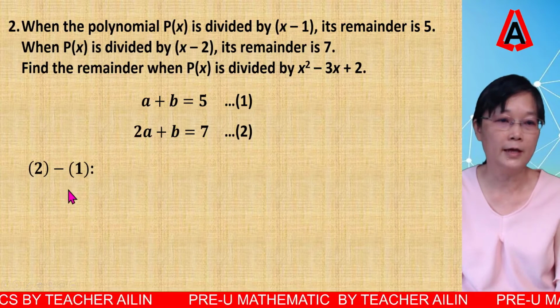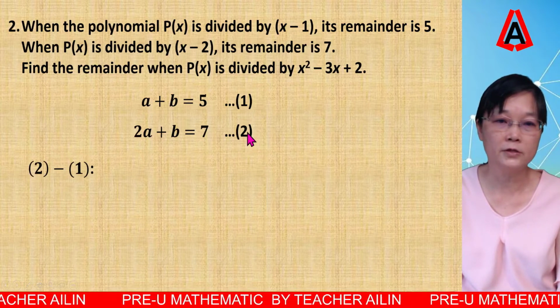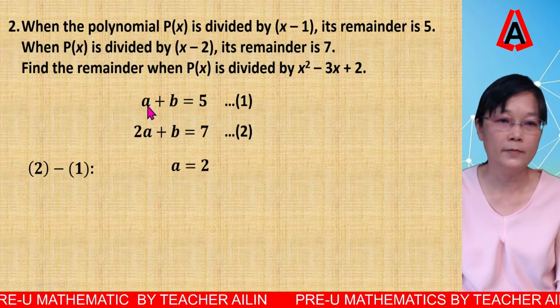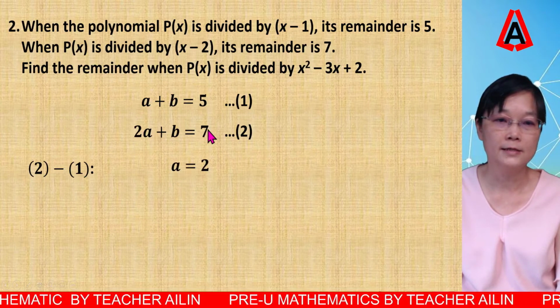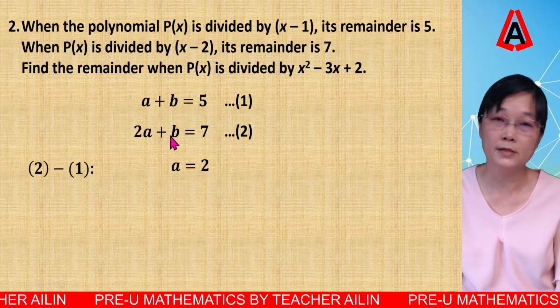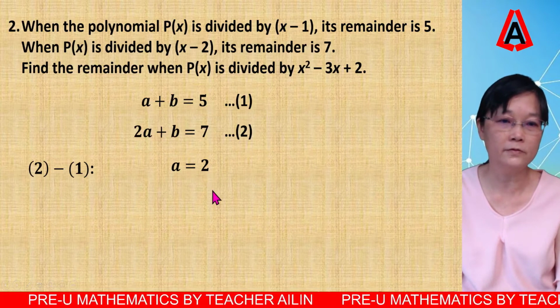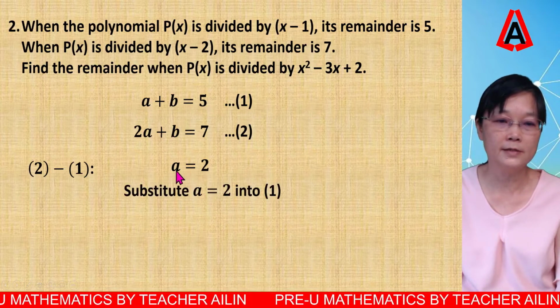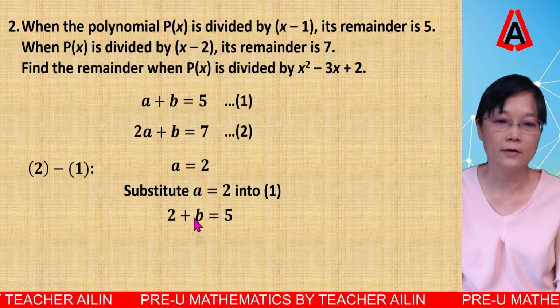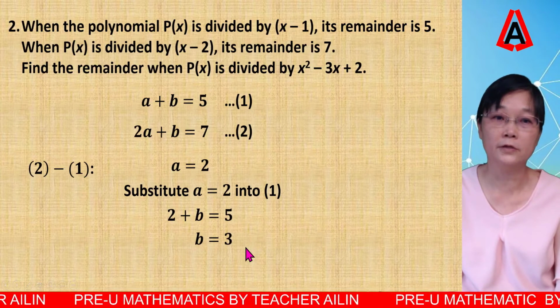To do that, I'm going to use equation 2 minus equation 1. Then 2a minus a is a. 7 minus 5 is 2, so a is equal to 2. b minus b is definitely equal to 0. Now I'm going to substitute this value of a into the first equation. So now I get b is equal to 3.